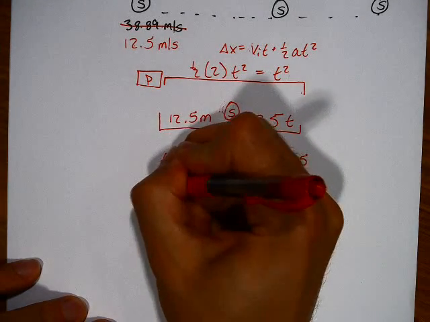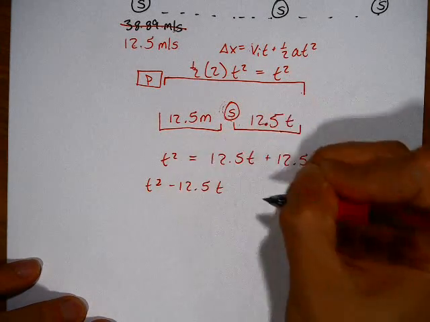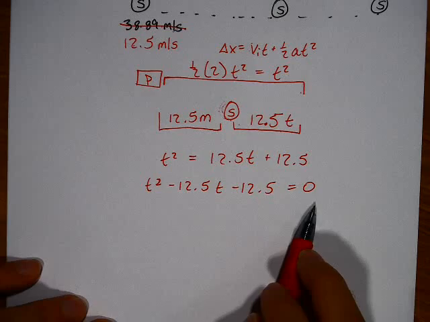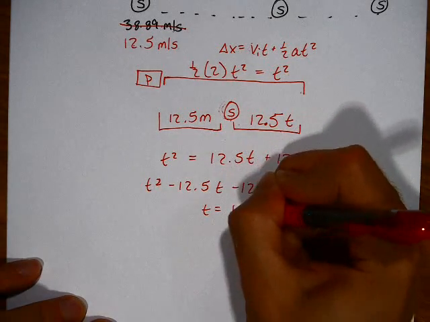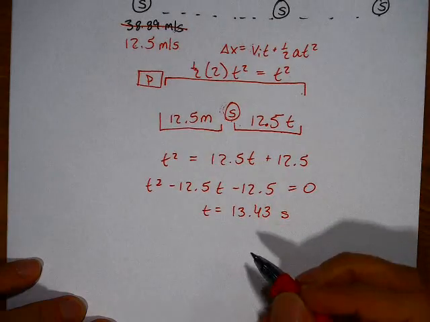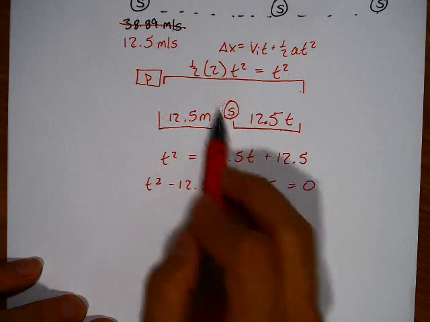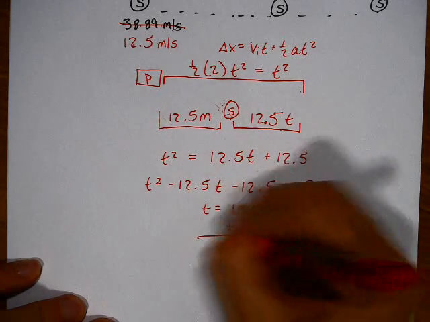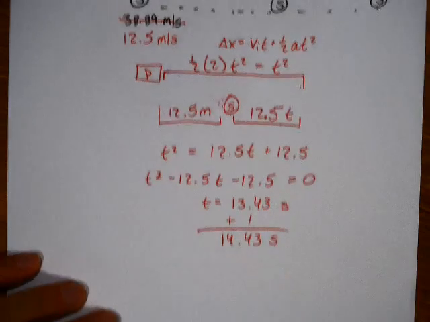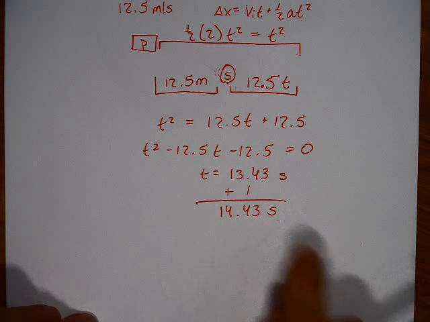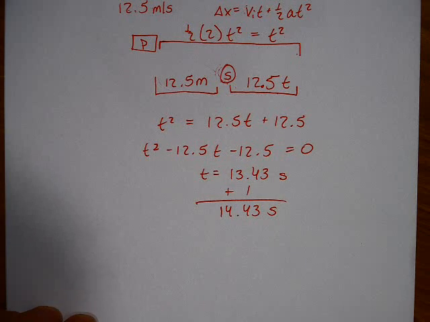This is the equation we saw earlier, t squared minus 12.5 t minus 12.5 equals 0. We can solve it. We get t equals 13.43 seconds. We tack on that extra second, that corresponds with this 12.5 meters, for a total of 14.43 seconds. Changing the point of view, or the reference frame as it's called, allows us to solve the problem a little bit faster. Maybe it's not that much different.